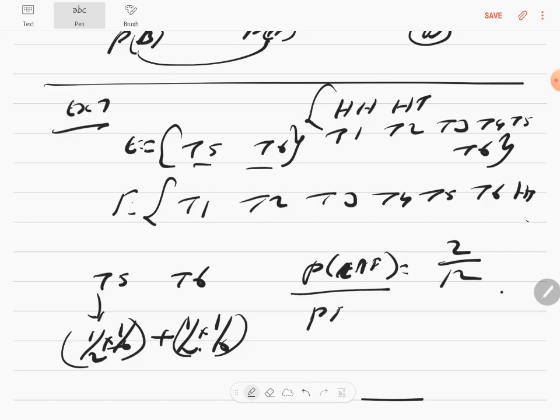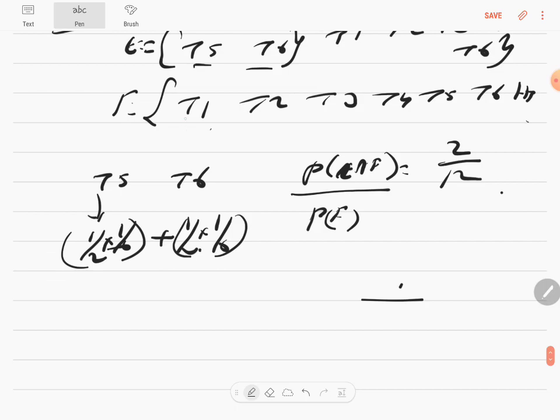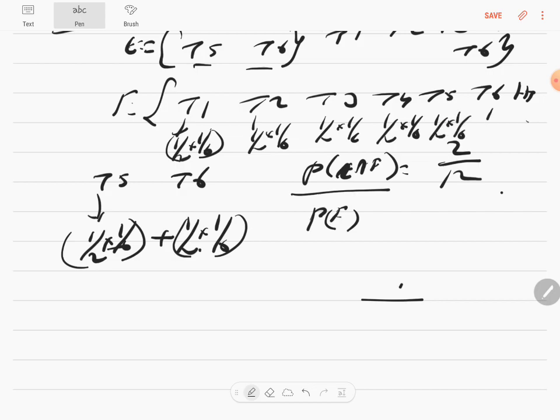Divided by P of F, the probability of F. Again you have to look at the inner probability. What is the inner probability of T? 1 by 2 into 1 by 6, and this is also 1 by 2 into 1 by 6, and so on for each of the six die outcomes.